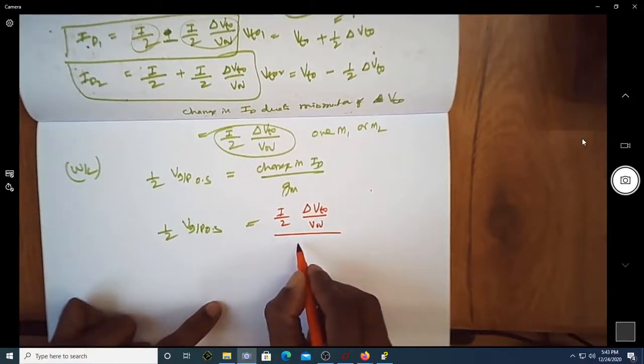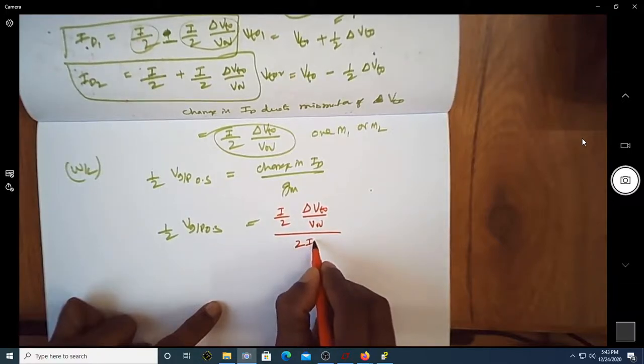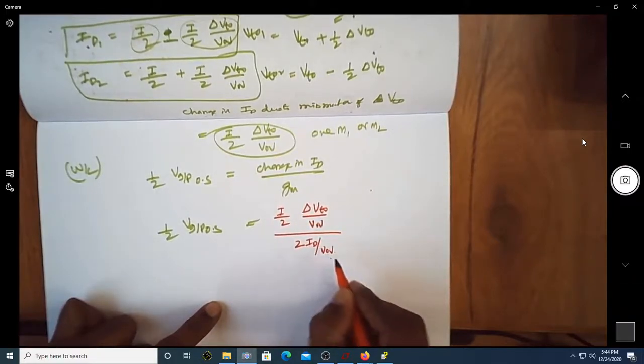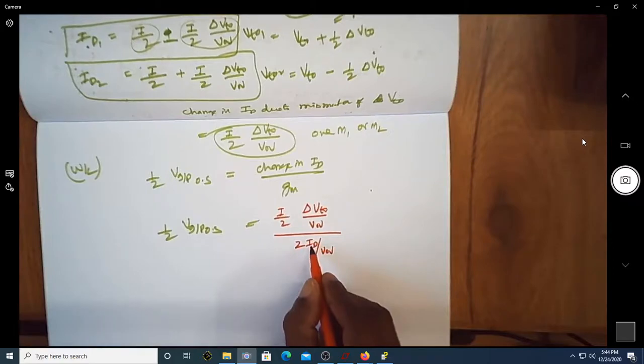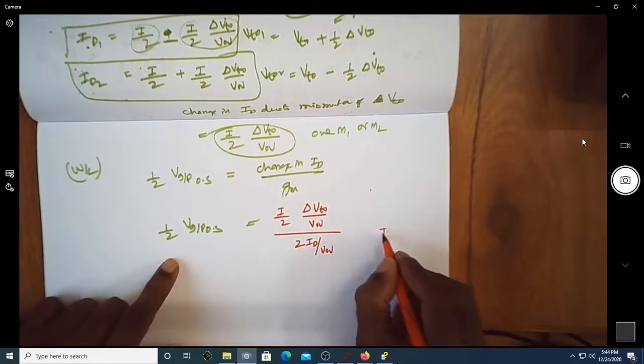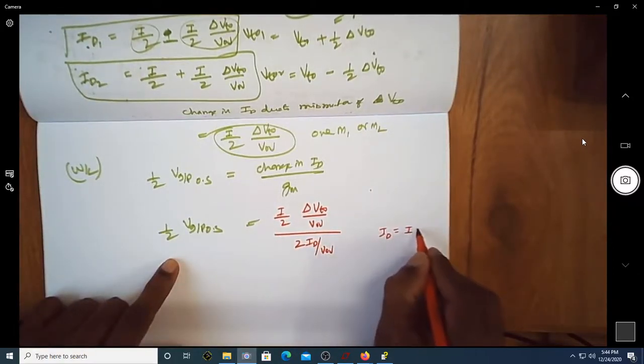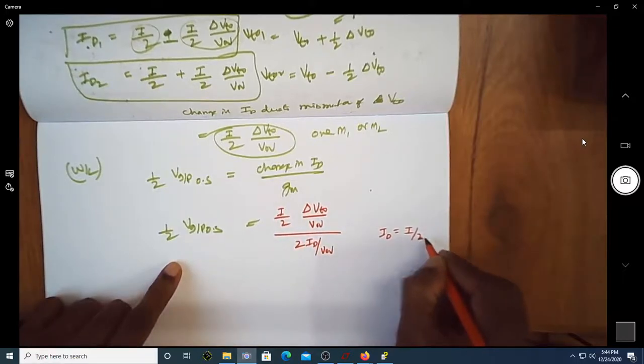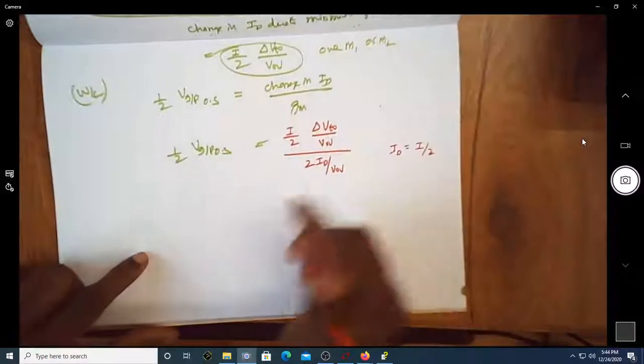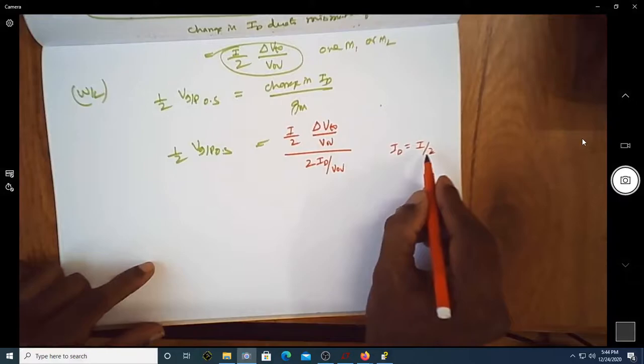We know that GM is equal to 2 ID by VOV. What is this ID? This ID is nothing but I by 2, under ideal condition. What is this?